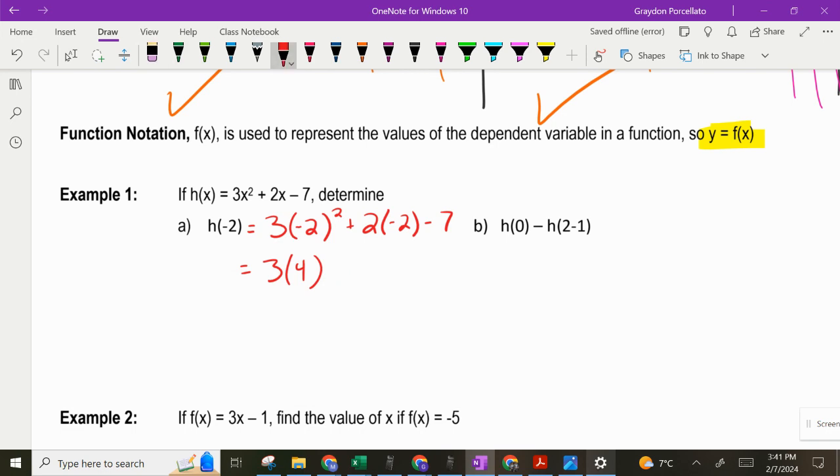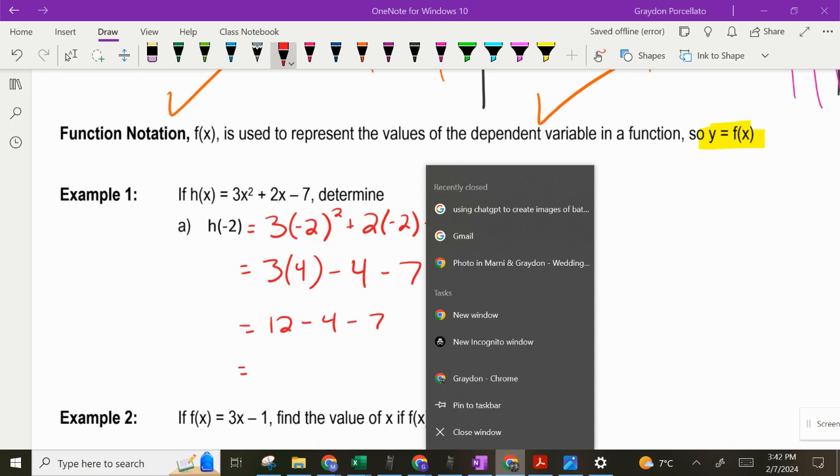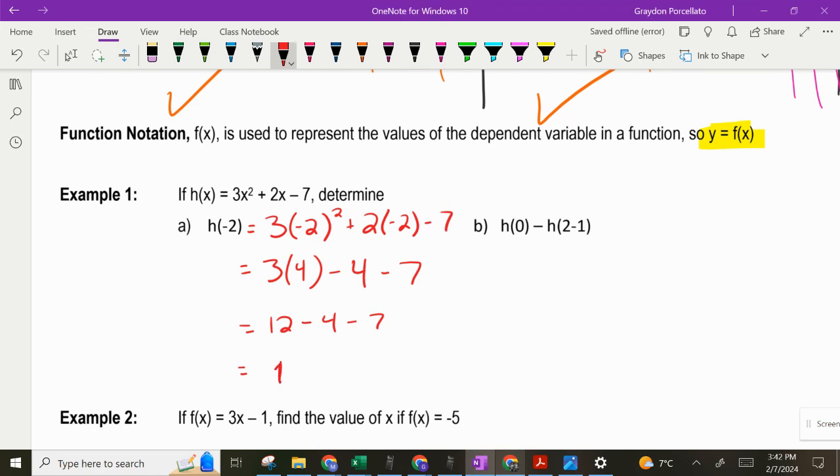Minus, look at that, minus 4 minus 7. That's 12 minus 4 minus 7. That's equal to 8 minus 7, which is 1. Okay? Let's try the next one.